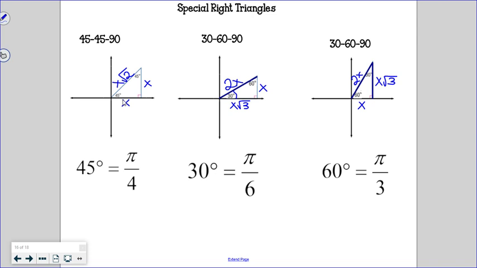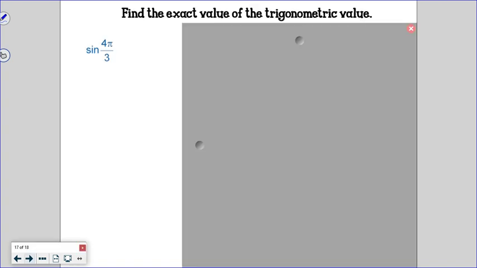Now, these are all done in degrees, but understand what that matches to in radians. If I were to get a reference angle of pi over 4, that's the same thing as 45 degrees. I set up this triangle. If I get an answer of pi over 6 for my reference angle, I set up this triangle. A reference angle of pi over 3, I set up this triangle. Okay, so let's see these in action. How am I going to utilize those?